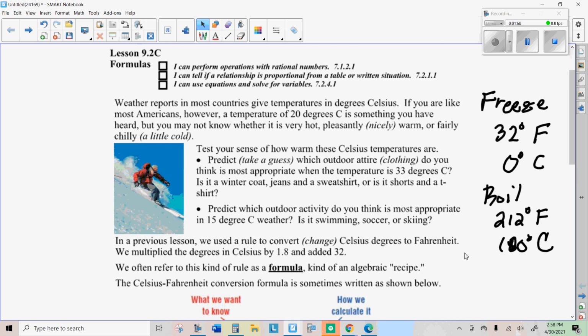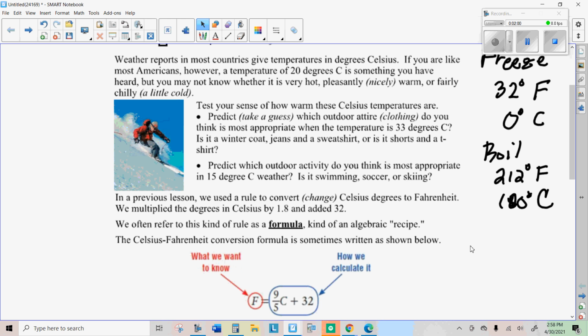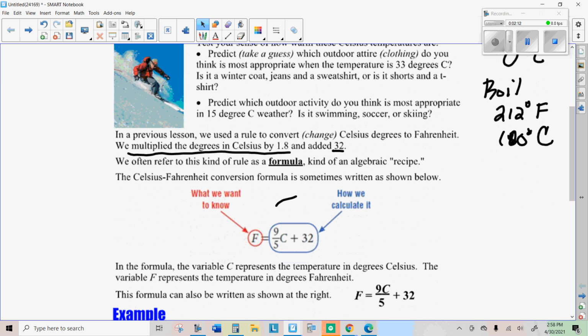Anyway, so we're going to use a rule to predict. So here's how it works. You multiply the degrees in Celsius by 1.8, and then you add 32. Okay, this is a formula. This number right here, 9 divided by 5, is the same as 1.8. So if you would rather use a decimal, you can do 1.8 times C plus 32.